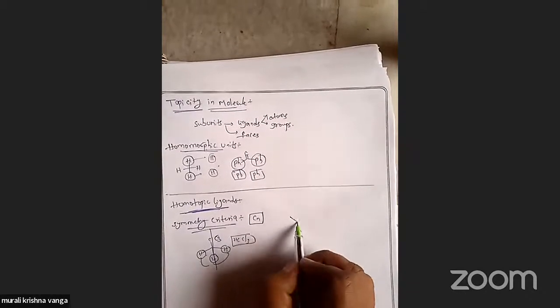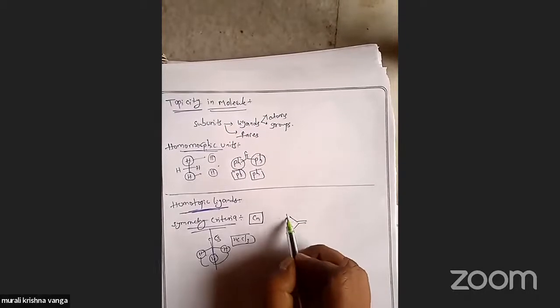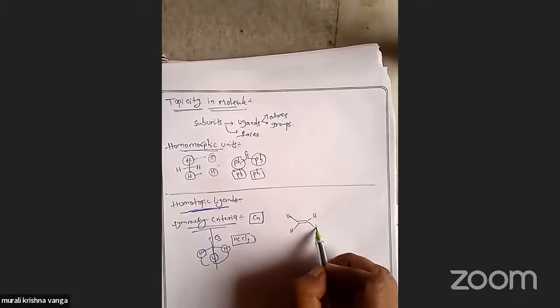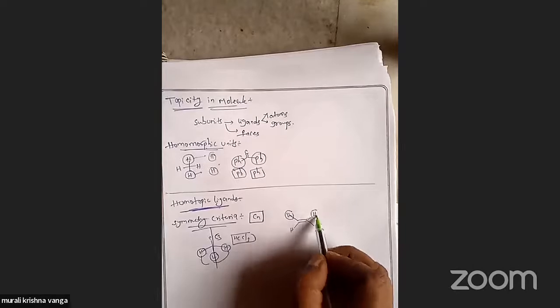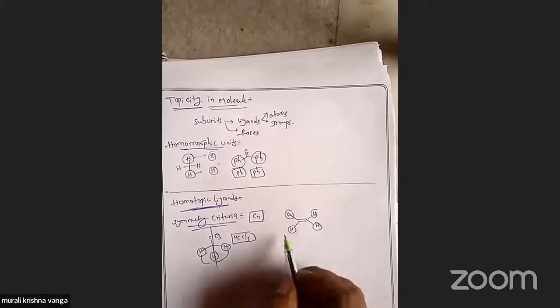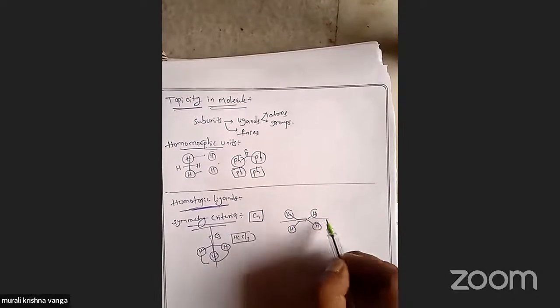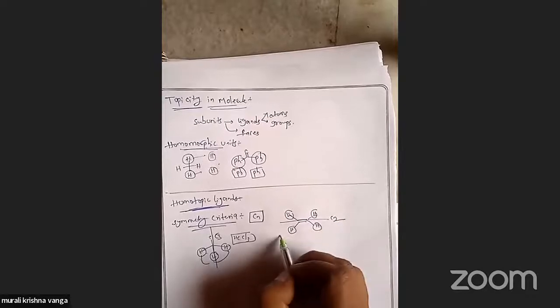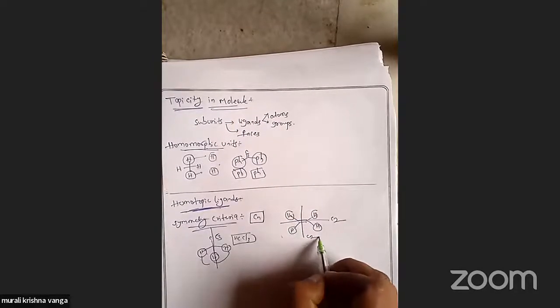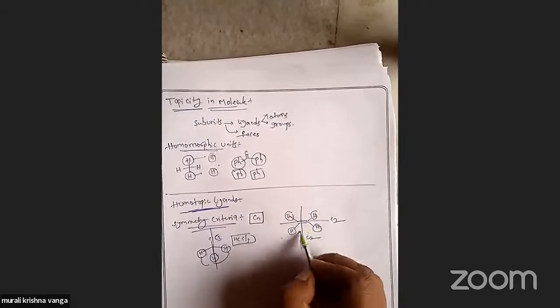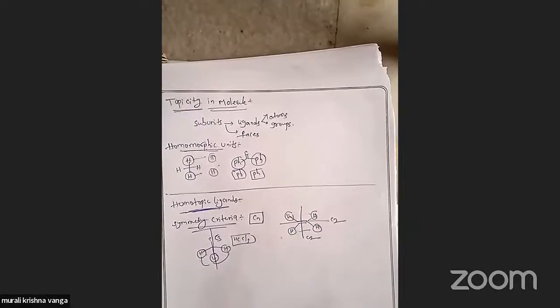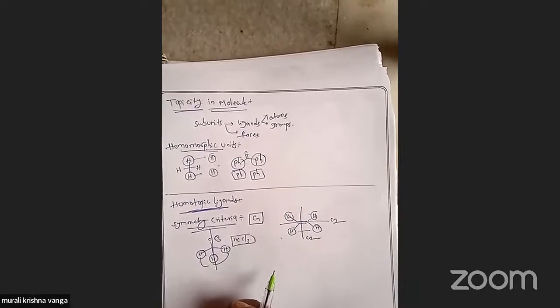Another example I am taking: all these four hydrogens. These four hydrogens are interchangeable with C2 symmetry like this, and interchangeable with C2 symmetry like this. Therefore, all these hydrogens come under the homotopic ligands.